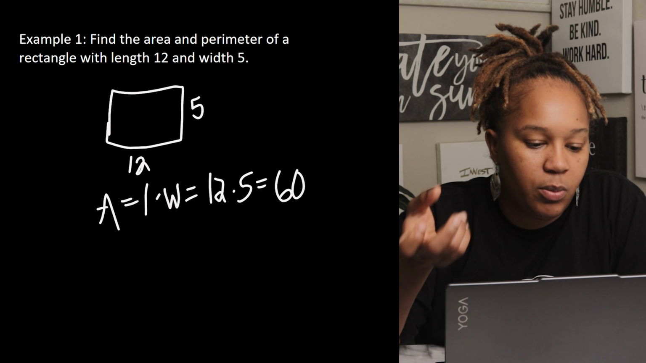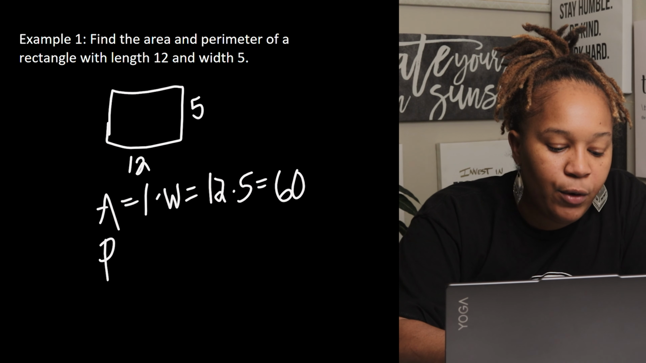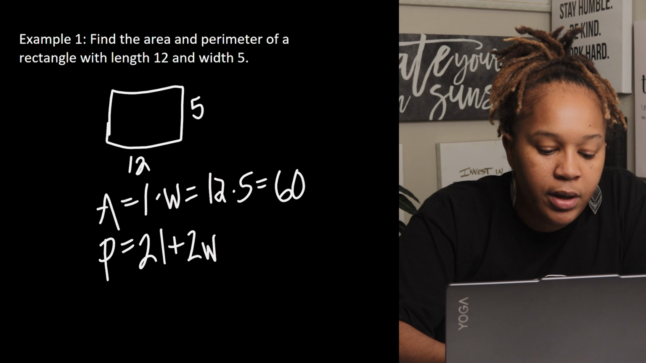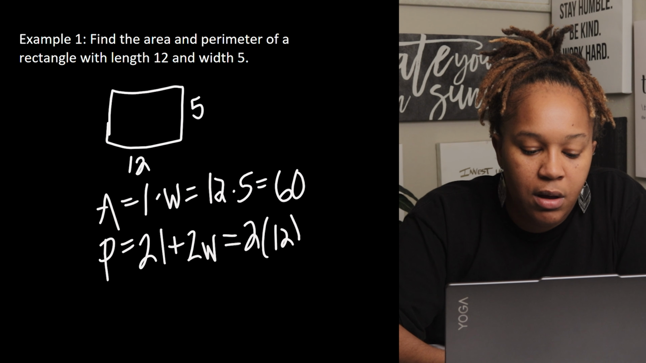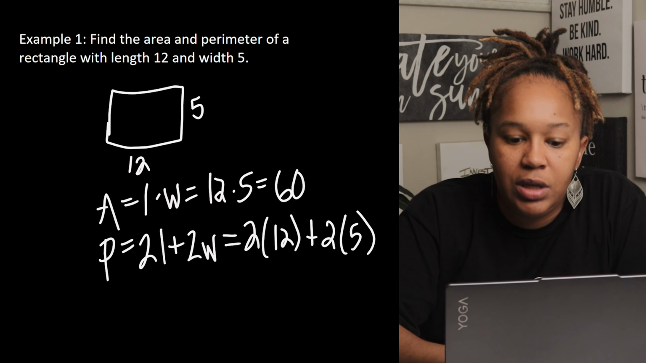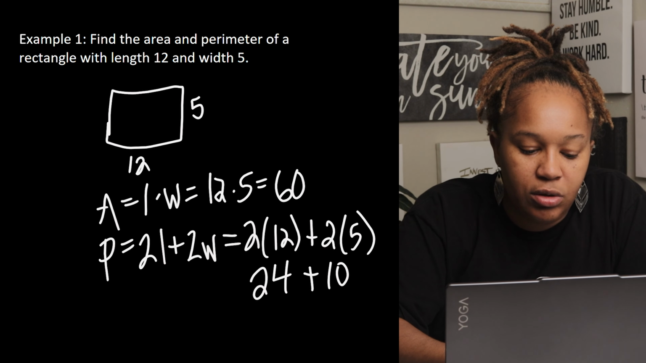So if it's inches, it'll be inches squared, and so forth. Now the perimeter, if you remember the formula for that, it is 2L plus 2W. So again, your L is 12, so it'll be 2 times 12, plus your width is 5, so 2 times 5. So 2 times 12 is 24, and 2 times 5 is 10, so 24 plus 10 is 34.